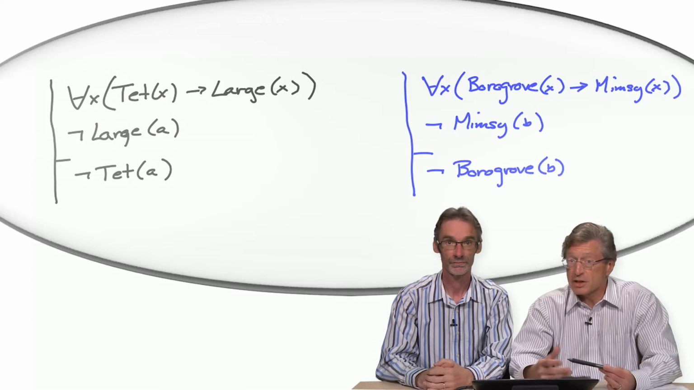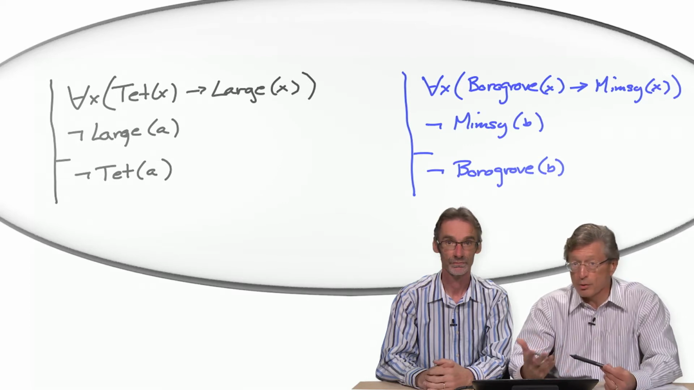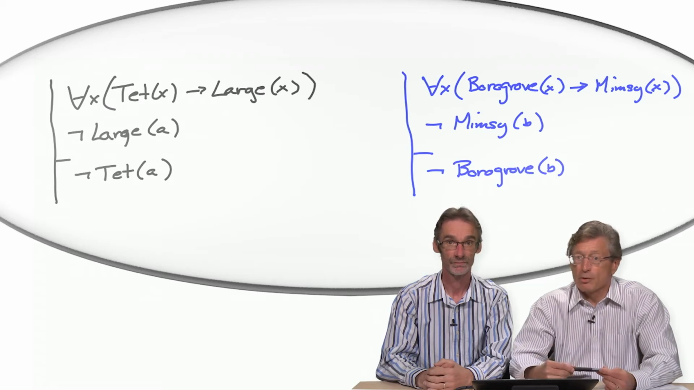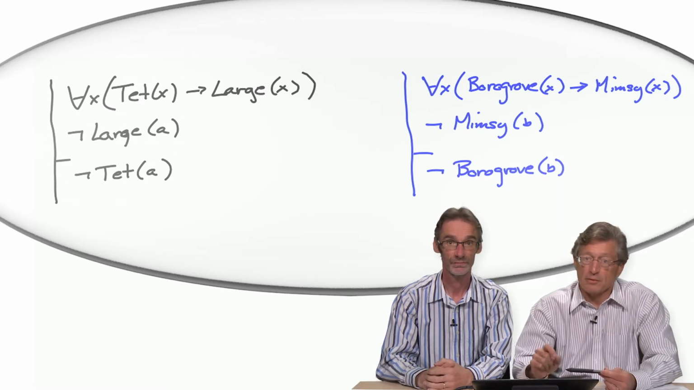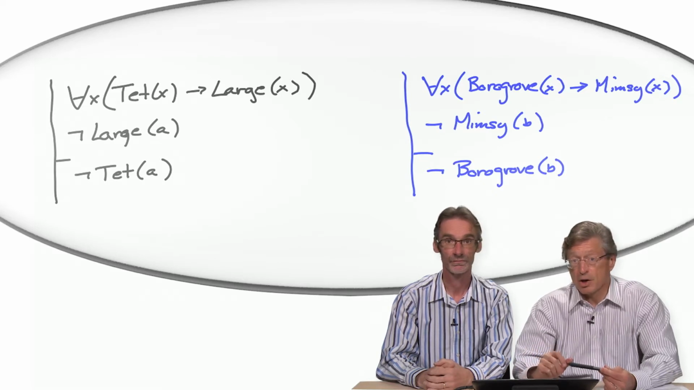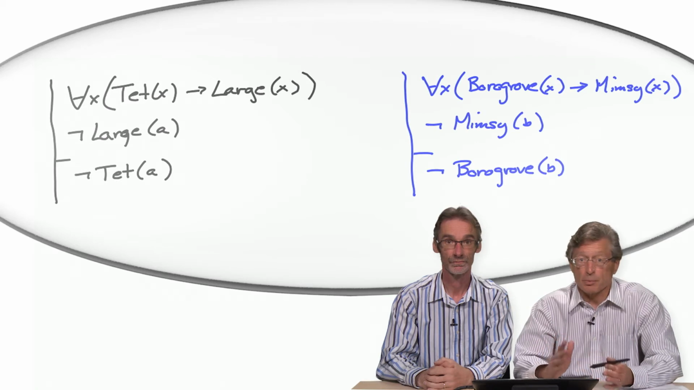Well, it's pretty easy to see that if all Borogroves are Mimsy and b is not Mimsy, then it can't be a Borogrove, even without knowing the meaning of these predicate symbols. So we can judge that the conclusion of the original argument is a first-order consequence of the premises.